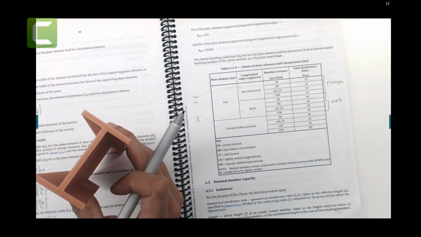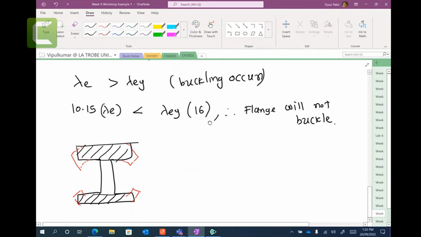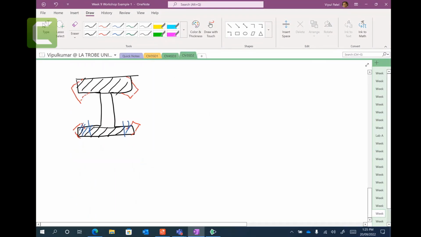So plate with one longitudinal edge supported, plate with two longitudinal edges supported. Basically, this table is saying that this falls in the flange, this falls in the web. That will come in the next one. So sometimes when you have this, you take it off. But here, we no need to take it off.